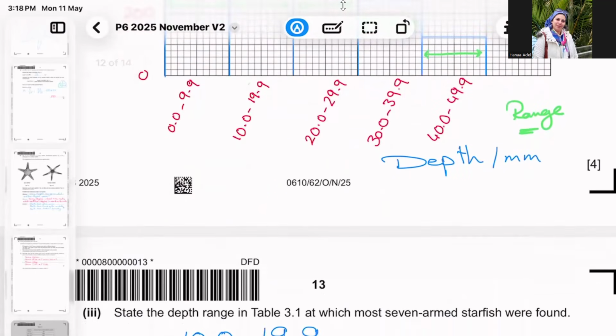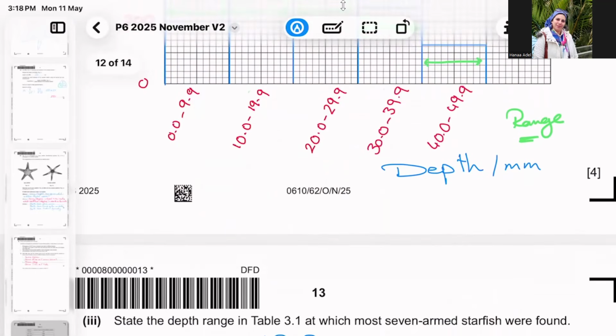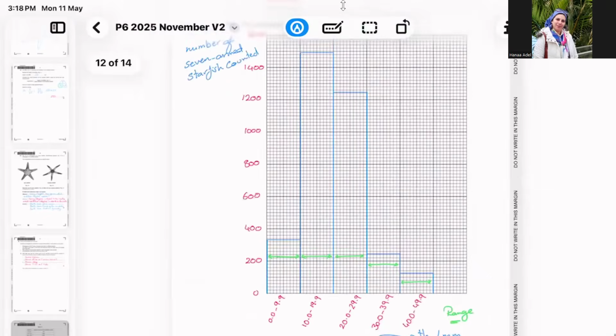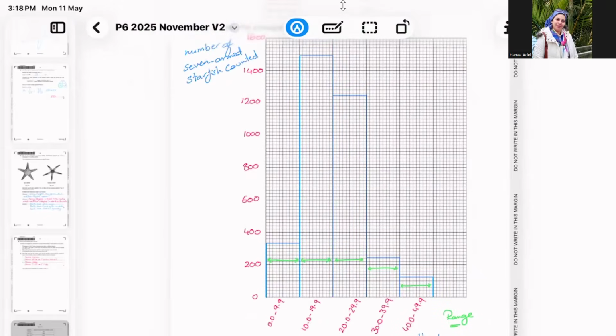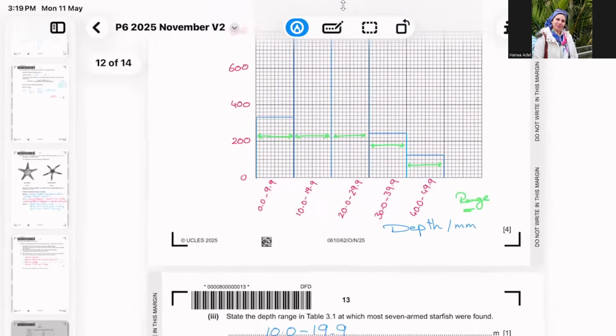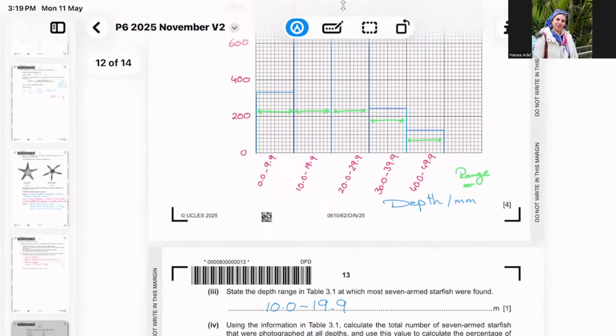State the depth range in Table 3.1 at which most 7-armed starfish were found. So which one of them is the highest? Yes, from 10 to 19.9. This is the highest value. So we have to write it also in the form of a range.